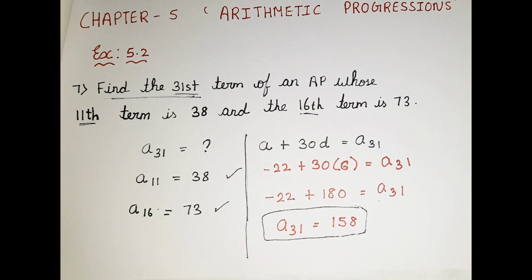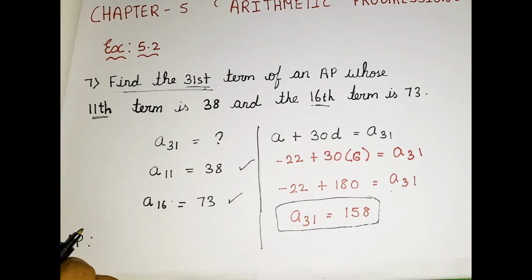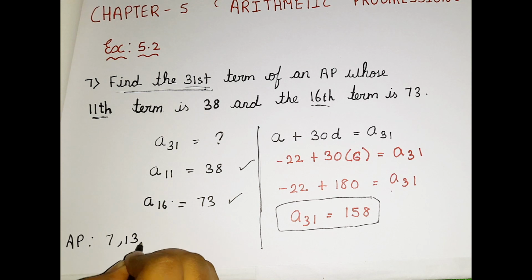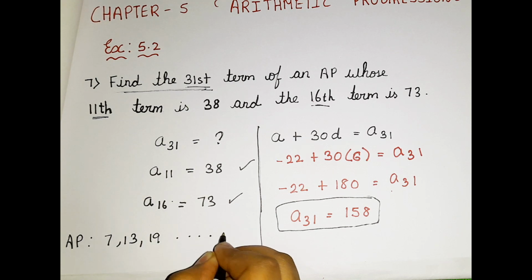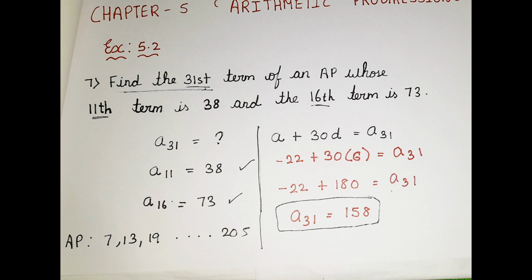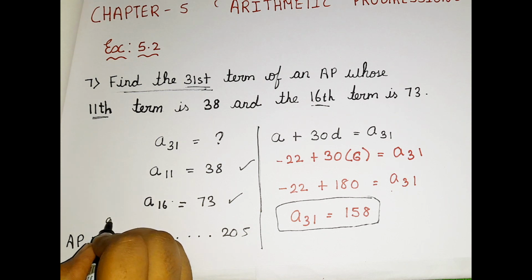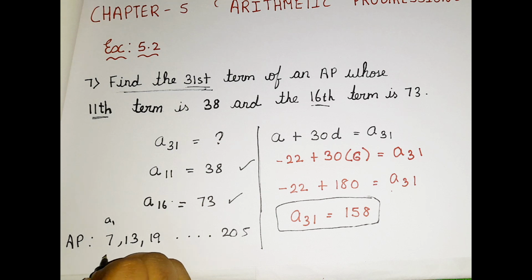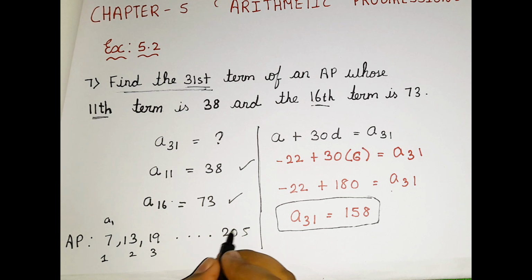Okay, so you guys might be wondering what is the meaning of 31st term. So for example, what shall I take? Okay, so I'll take an AP. I'm just going to explain it for your understanding. So AP, I'm going to take it as 7, 13, 19 and so on, and 205. This is for example, I'm just helping you guys understand how to find the AP. Okay, so here now, what do we call the first one? We call it a1. a1 means first term. This is the first term, this is the second term, this is the third term and so on. Okay, and then we have 205 here.